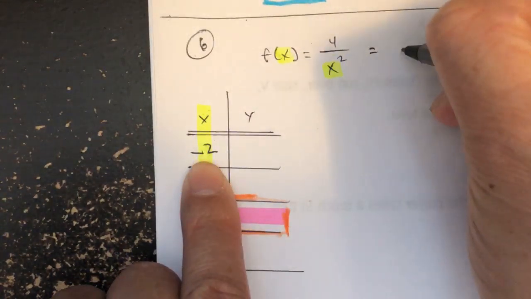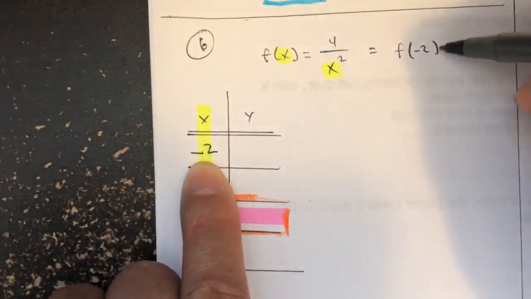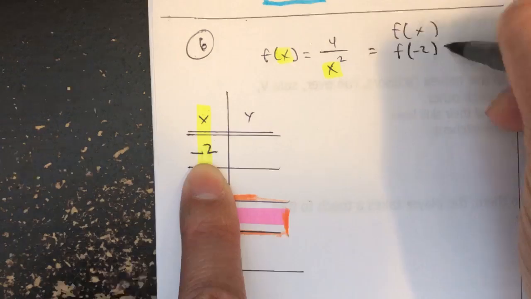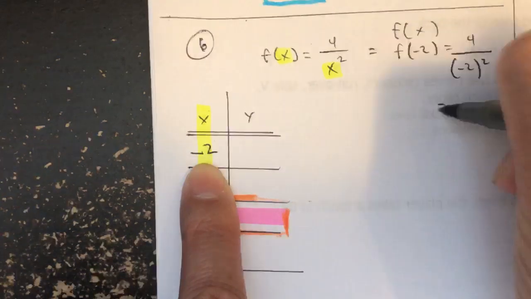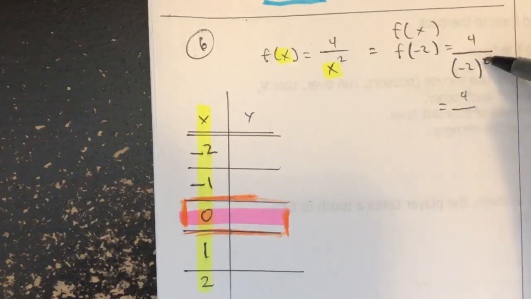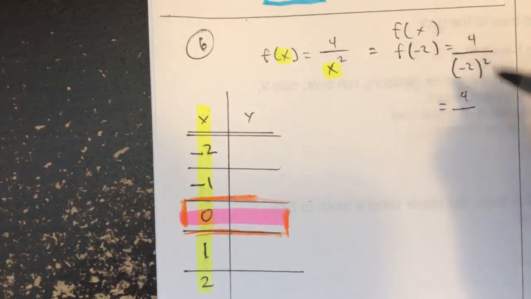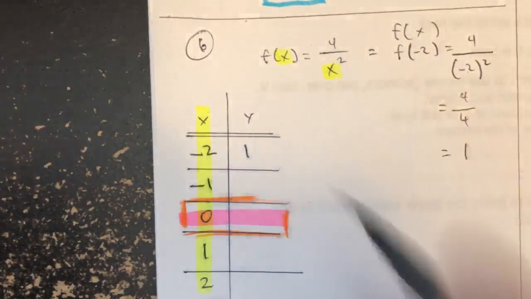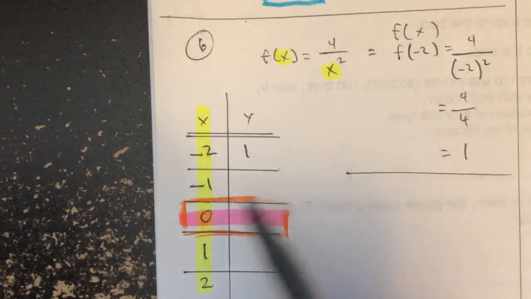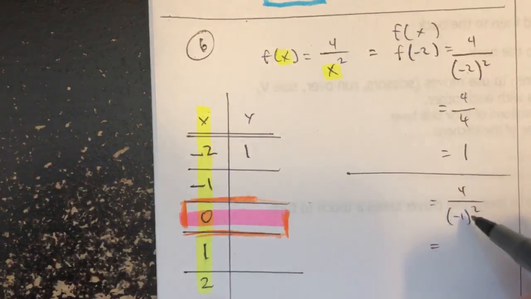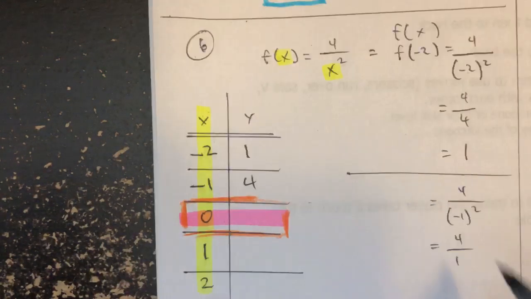Let's do negative 2. F of negative 2. What does that function notation mean? It just means that this is your x value that we're picking. X is negative 2. And every x, we're going to put in negative 2. The numerator is 4. Negative 2 squared, that means negative 2 times negative 2, which is positive 4. And 4 divided by 4 is 1. You get negative 1, same thing. 4 divided by negative 1 squared. This gives you negative 1 times negative 1 is 1, so that is 4.